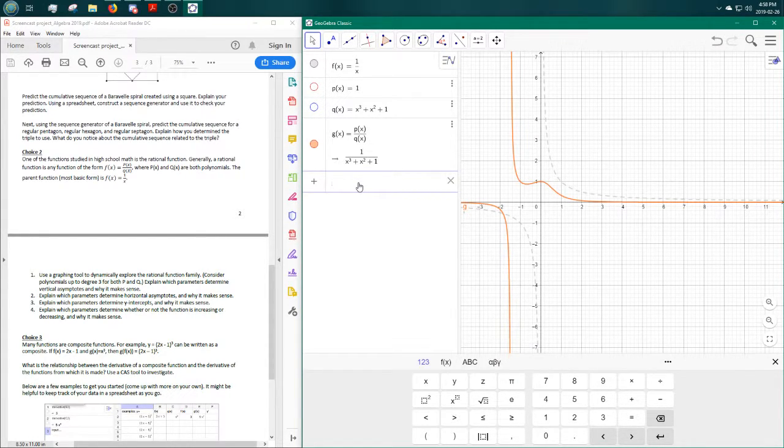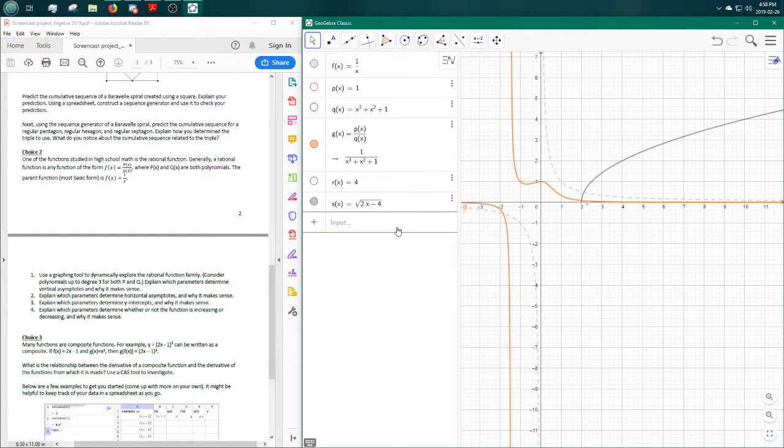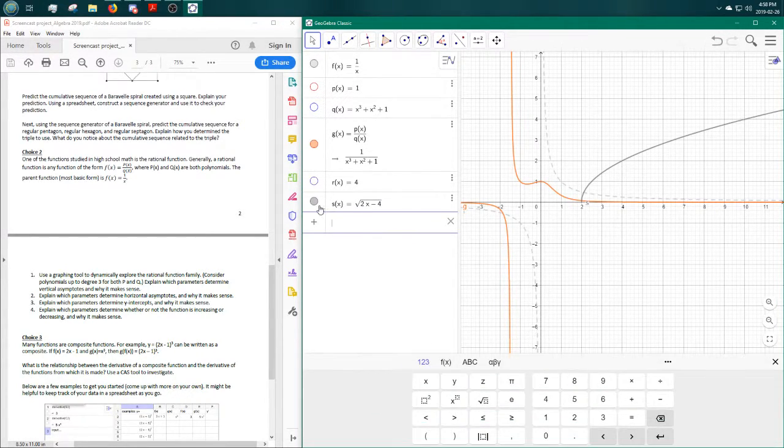I'll do r of x equals something and s of x equals something. Let's try a bigger number on top. Let's do 4 for r of x, and again I'm going to turn that off. For s of x, let's do a square root function. Yeah, that sounds good. Let's do the square root of, I don't know, 2x minus 4. Let's get crazy.